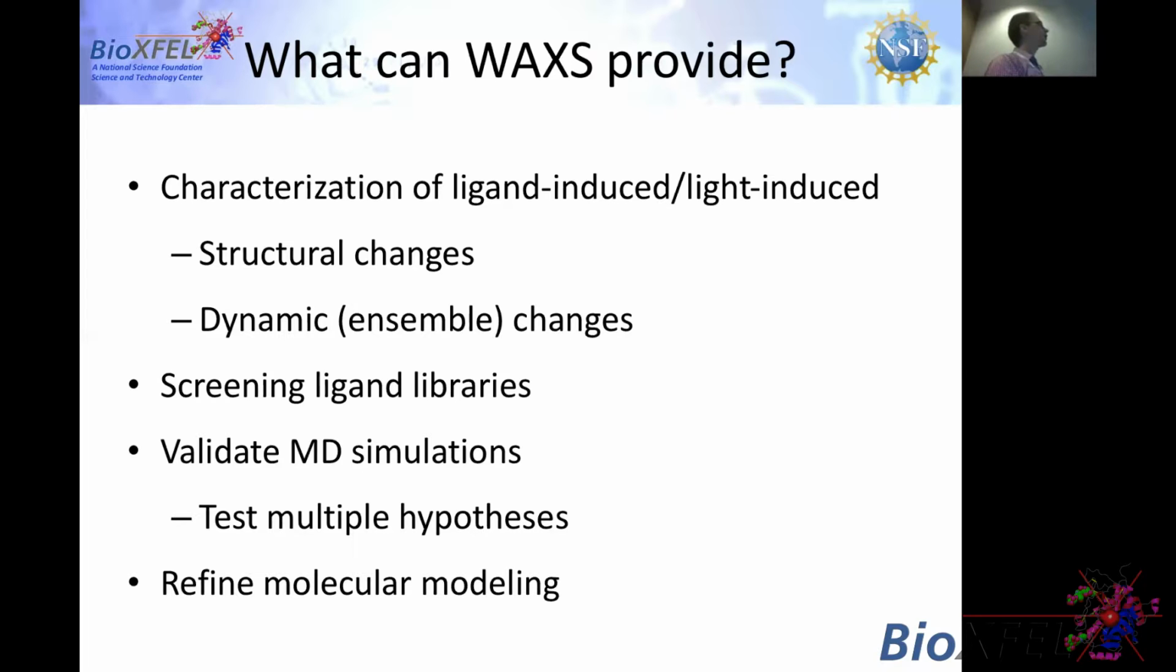It's very useful for validating MD simulations. This is one of the reasons that we know that our water models are actually pretty good in MD simulations, because they match very well with wide-angle X-ray scattering data. You can test several different hypotheses. Essentially, you look at a series of different trajectories in your molecular dynamics simulation, and you can see which ones actually match your experimental data. Also, you can use this information in modeling programs to refine your modeling. It'll try to steer your structure such that it matches your experimental data.